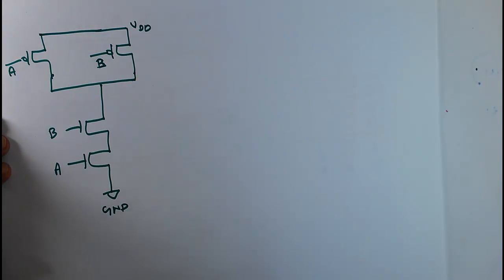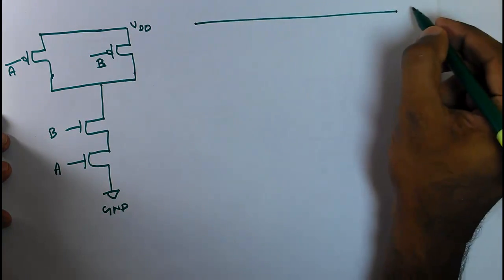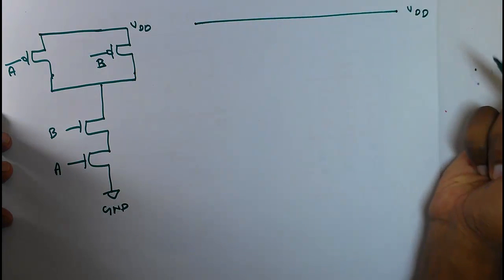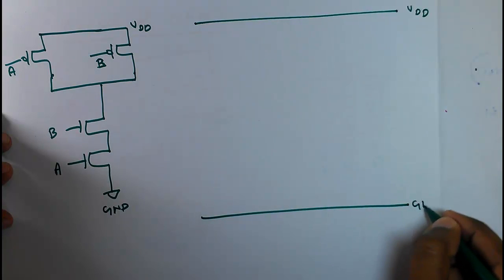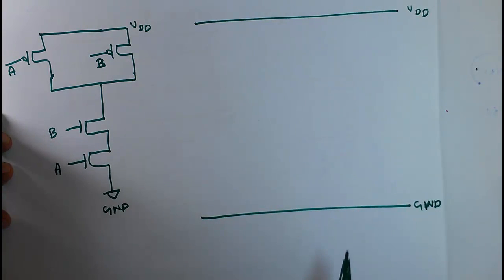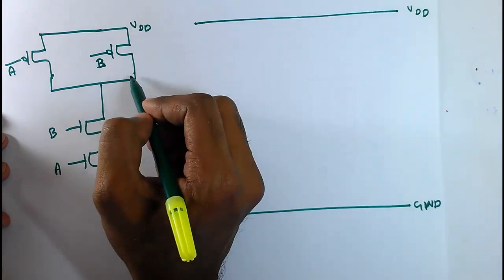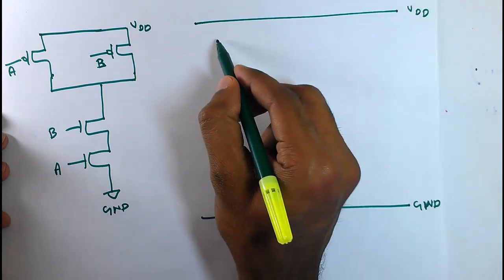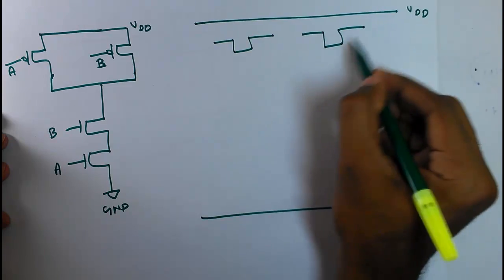Now I am redrawing the schematic so that it is easy to understand the layout. I am not drawing the layout. I am drawing the schematic itself, but in a different way. So here we have the VDD. Here we have the ground, and I am drawing the PMOS horizontally. Here we draw the PMOS and NMOS in a vertical way. Here I am drawing it horizontally. So we have one PMOS over there. We have another PMOS over here.